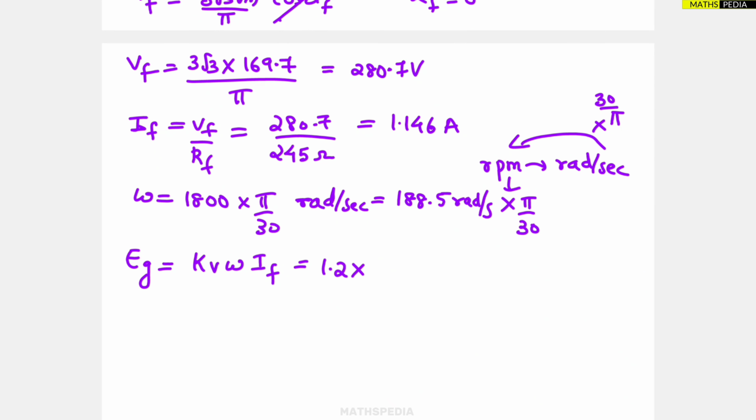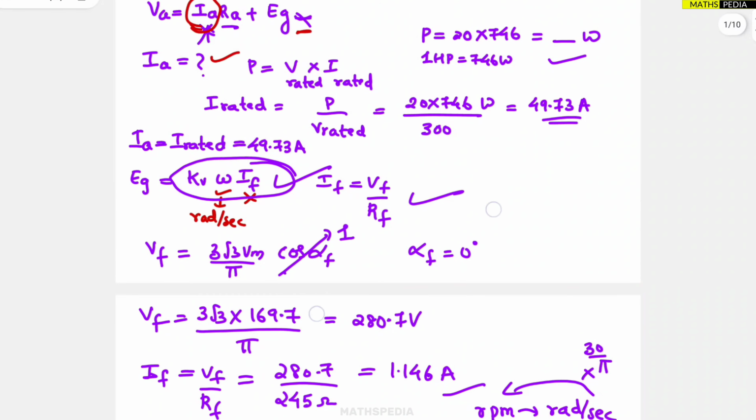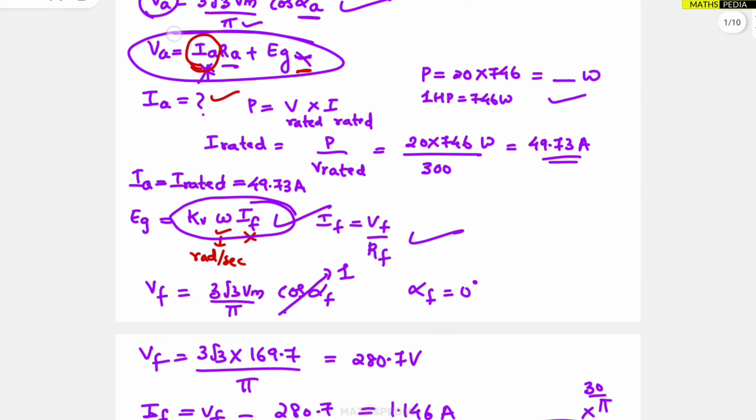1.2 into omega, just now we calculated 188.5 into IF value is how much? 1.146, we got it just now. So you substitute, and we'll be getting EG value as 259.2 volts. Back EMF we got. After getting back EMF, I am going to substitute where? In this formula to get VA.